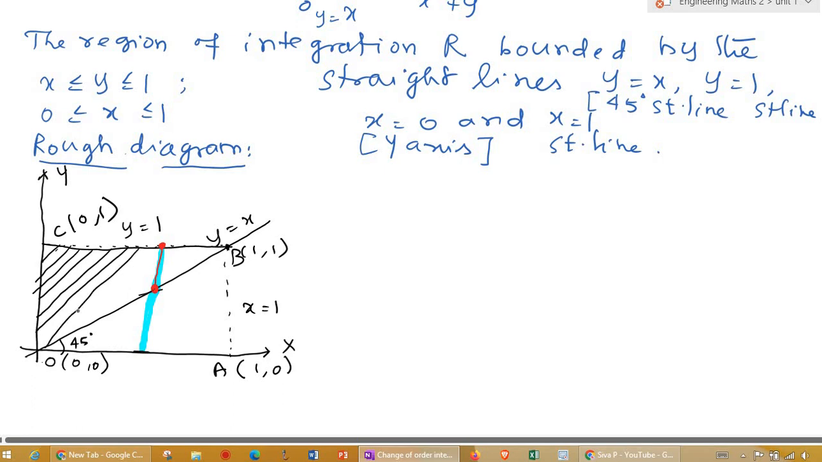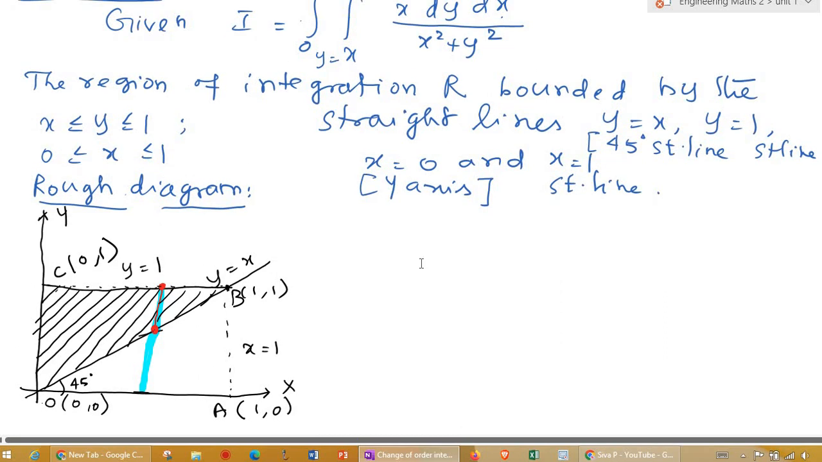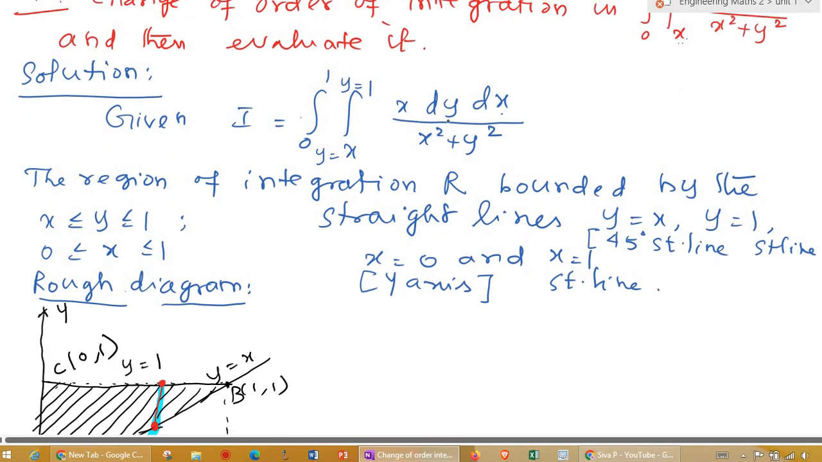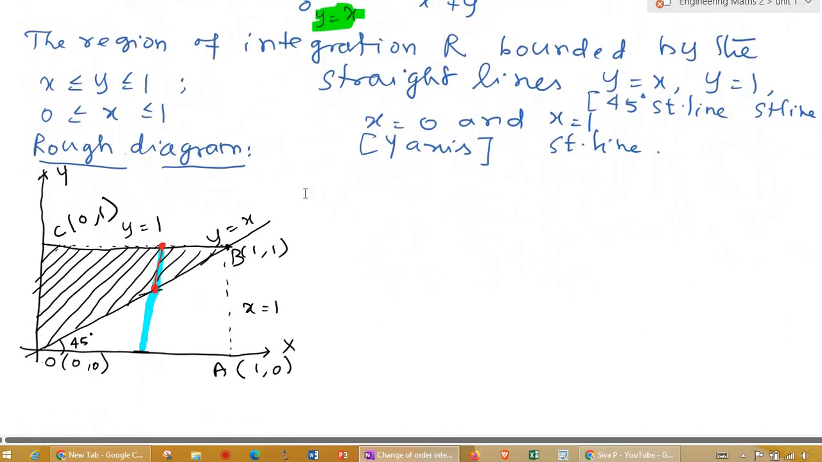Based on this double integral, first you have to identify what is the shape, and then you have to draw the rough diagram. From the rough diagram, what is the integration starting point and ending point? First you have to draw the parallel line to the inner integration axis y, and here the starting point is y equal to x and the ending point is y equal to 1. Anywhere in the region you draw the straight line, it should satisfy that condition.